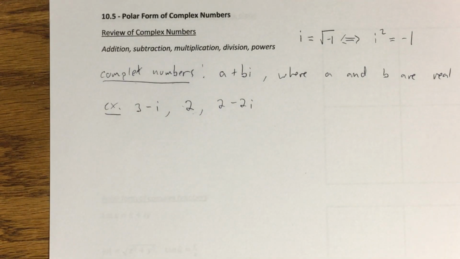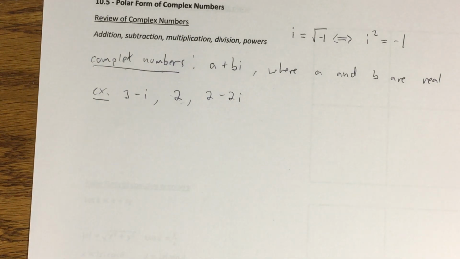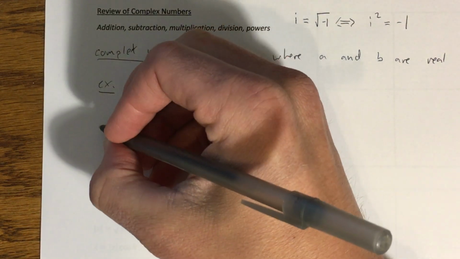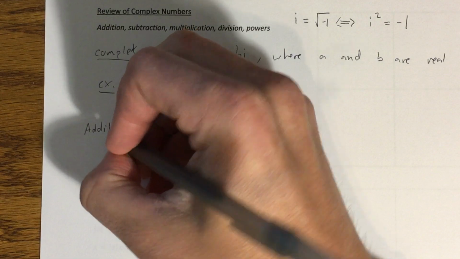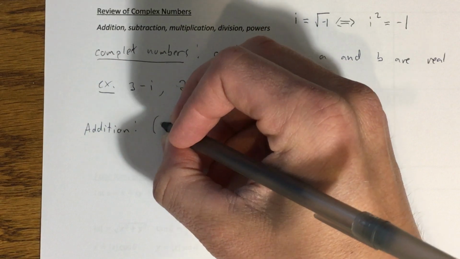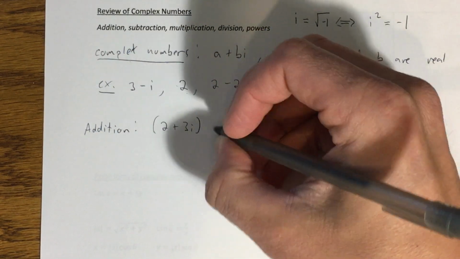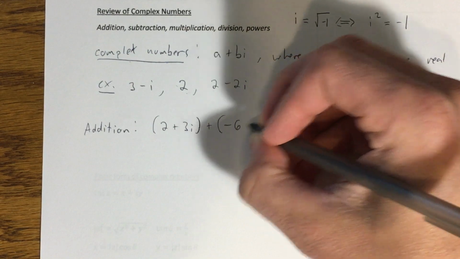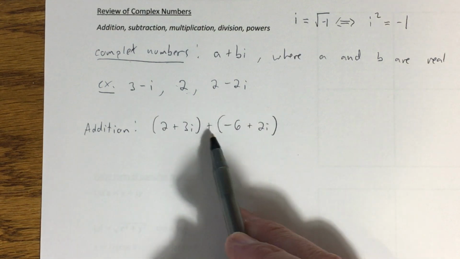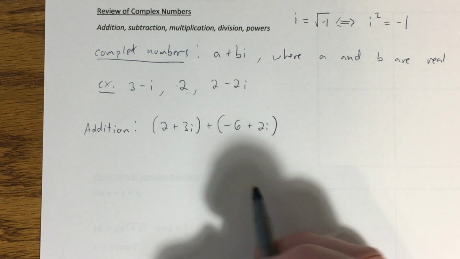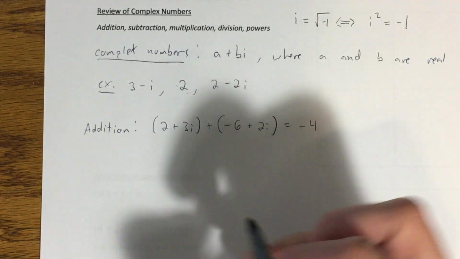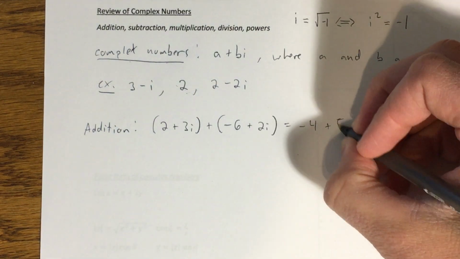Now, when we work with complex numbers, you usually start with the basic arithmetic that we use on complex numbers: adding, subtracting, multiplying, and dividing. So, for example, if I wanted to add two complex numbers, it's essentially just combining like terms. So if I have 2 plus 3i, that's one complex number, plus -6 plus 2i, another complex number. Addition is just combining like terms. 2 plus -6 would be -4. 3 plus 2 would be 5.